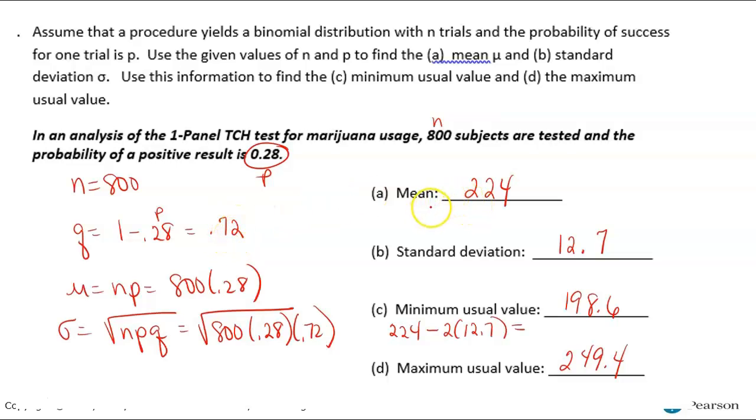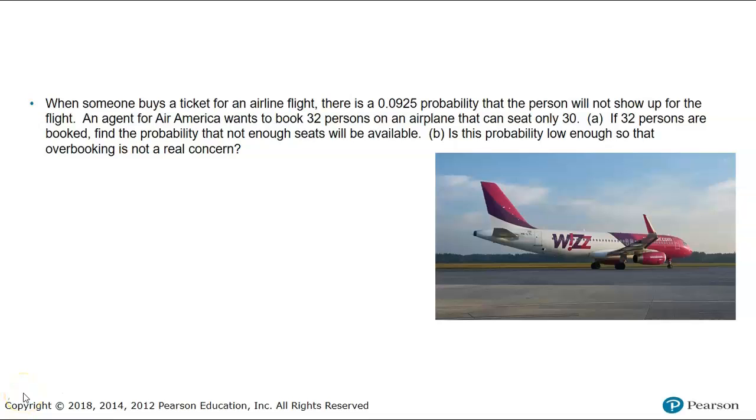So it asks us to find the mean. So we're going to do 800 times 0.28 will give me the mean. The standard deviation is the square root of N times P times Q. So we'll do that and get 12.7. The minimum usual value is going to be the 224, which is the mean, minus 2 times the standard deviation. And then this one's going to be the mean plus 2 times the standard deviation. Okay, this is another one for you to try. I will say be very careful with your probabilities on this one.